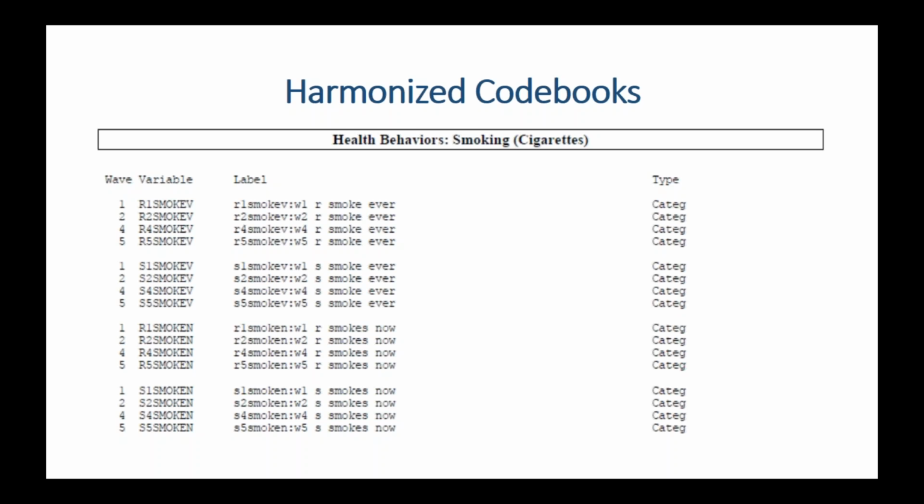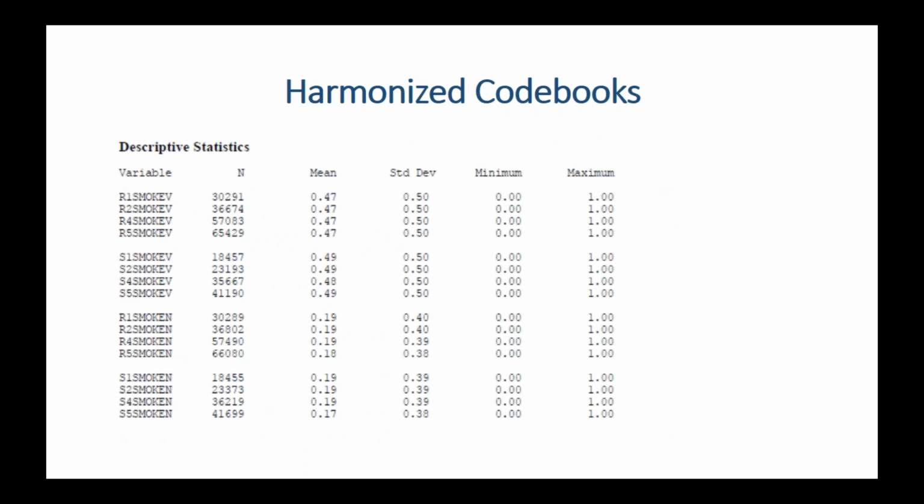We've got respondent and spouse versions of this variable. We include some brief descriptive statistics. These are not population estimates because they're not weighted, but they give you an idea of how the data are distributed inside of the data set.